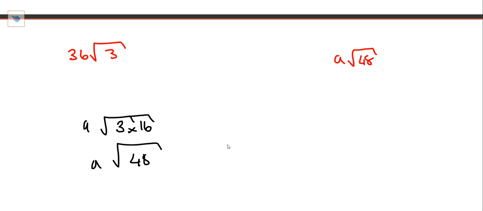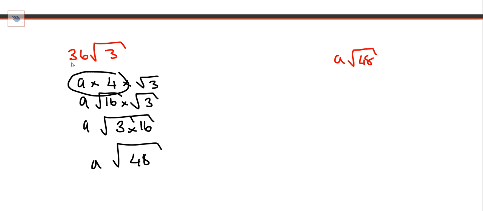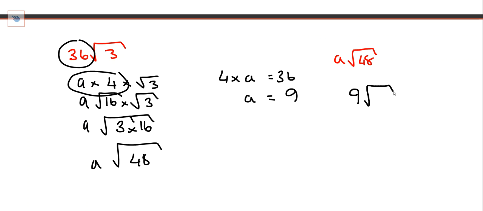And then you do A times, and then you separate the 2 square roots. So if I do the 16 times the root 3, and then you solve it, the 16 square root, so it goes A 4 times 4 times the square root of 3. And then I draw a circle and a circle there, and those are the same things. So then 4 times what equals 36. 4 times A equals 36. So A is 9. So we've got 9 root 48.